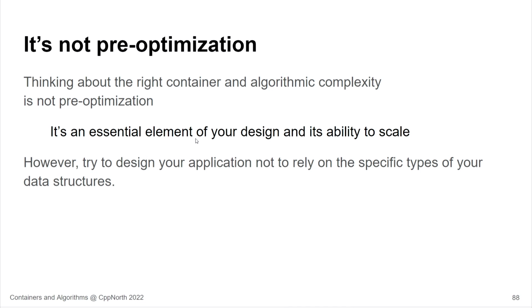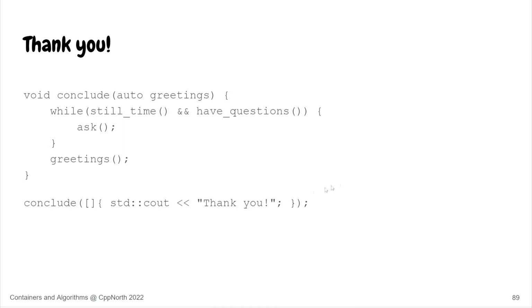And it is not pre-optimization. Thinking about the right container and algorithm complexity is, in many cases, people say, don't pre-optimize. Because pre-optimization is paying for something that you may not need later. Well, writing inefficient code is not something that we want. So you should think about that. You should not create monsters for something that you do not need. But having the proper container or the proper algorithm is, of course, important. And that's my talk. Thank you.